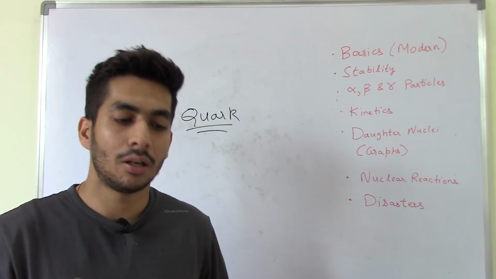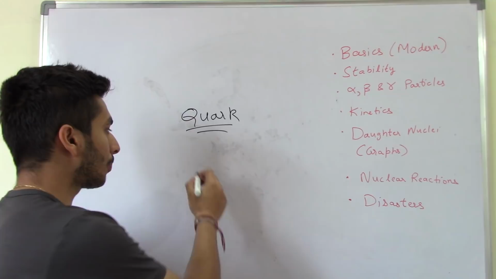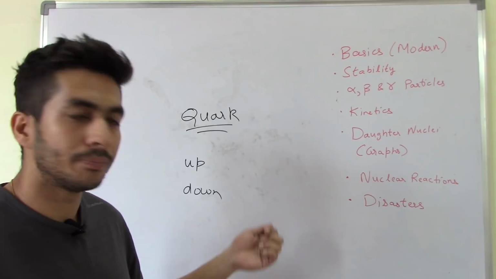And we'll talk about their charge as well. So quarks have a fractional charge. There are two kinds of quarks: one is your up quark, and one is your down quark. The charge is associated only with the up quark and the down quark. I told you there are four different kinds of quarks, and the charge is associated with either the up quark or the down quark, right?